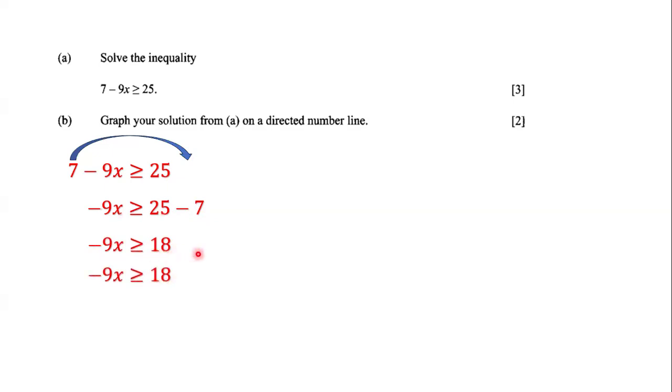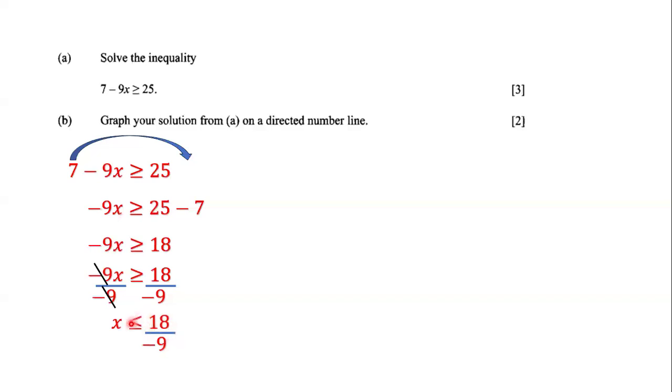Next, we're going to divide both sides of this inequality by -9. And what we have here is this -9 cancels out with this -9. So those two cancel out. And so on this side we have x on the left-hand side. And on the right-hand side, we have 18 divided by -9.